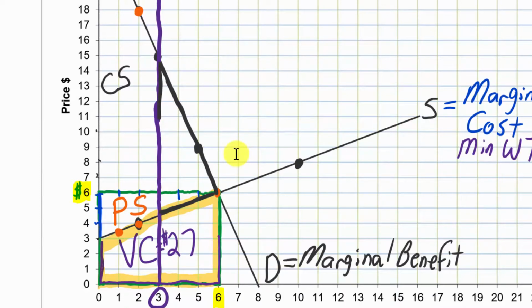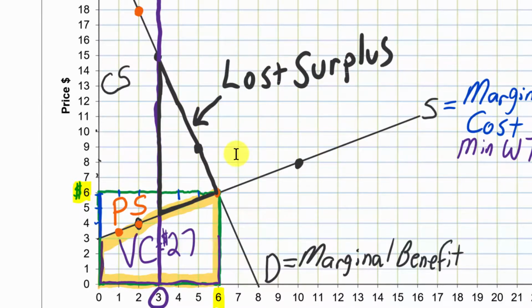And so the area of this triangle right over here is going to be total surplus that cannot be generated because we're not allowed to buy and sell those last few units. So that lost surplus is what we call deadweight loss. How much deadweight loss would be created here? Well, it's going to be the area of this triangle that I outlined in black. How big is it going to be?